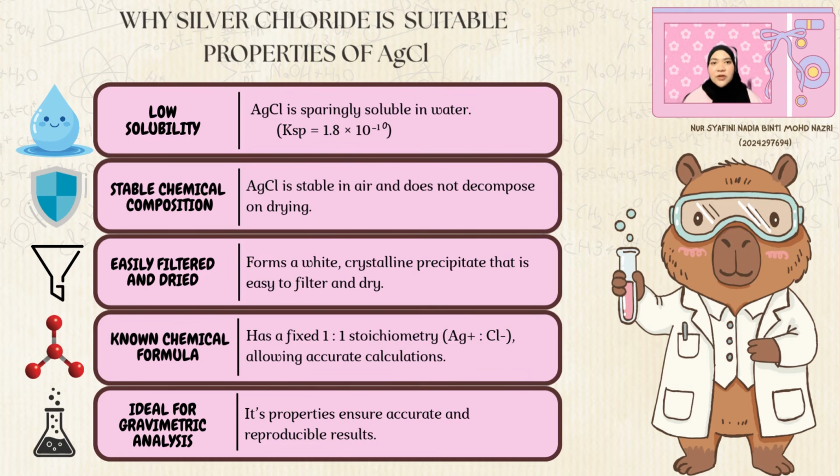Fourth, it has a known fixed chemical formula. This 1-to-1 stoichiometry between silver and chloride ion allows for highly accurate, predictable calculation. Finally, these combined traits make it ideal for gravimetric analysis, ensuring our final analytical results are both highly accurate and reproducible.